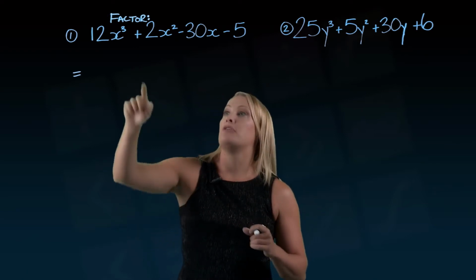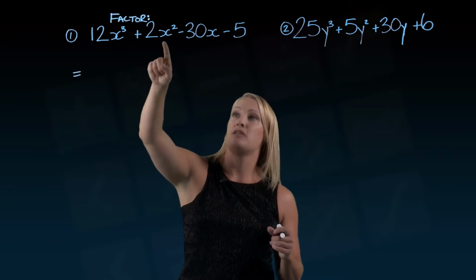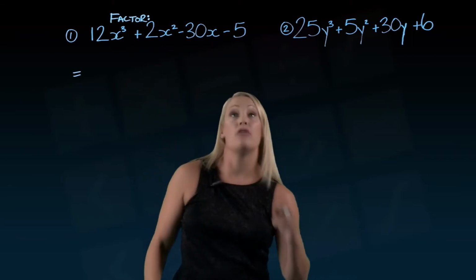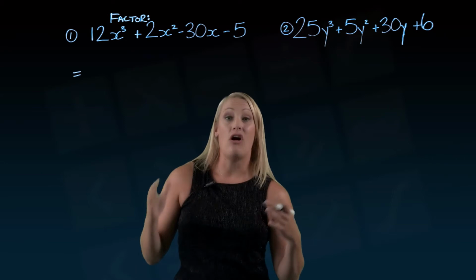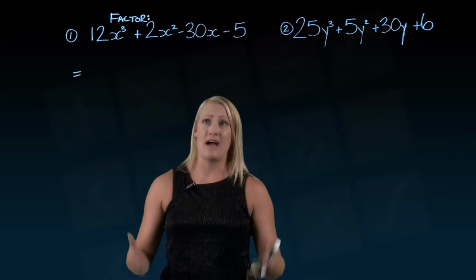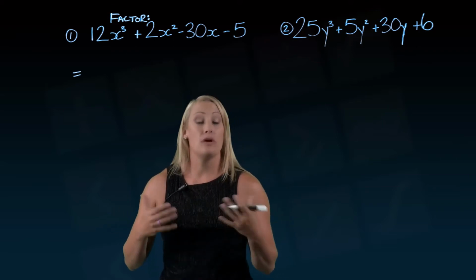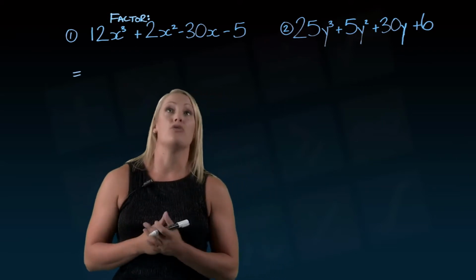Now I'm going to look at the letters. We've got x to the power of 3, x to the power of 2, x, or x to the power of 1, and this one doesn't have an x at all. So they don't have letters in common either. We are not going to be able to factor that by pulling out a common factor because there just isn't one. So next we're going to consider factor by grouping.